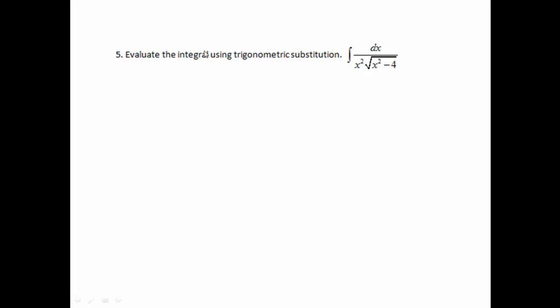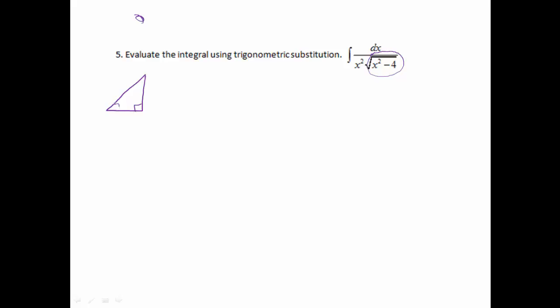All right, number 5, evaluate the integral using trigonometric substitution. So this is one where we actually want to draw a triangle and substitute the square root in there. So I'm going to start with the triangle. Even though there's this x squared on the bottom with the square root, we're only concerned about this square root part right here. So we're only going to use that to set up our triangle.